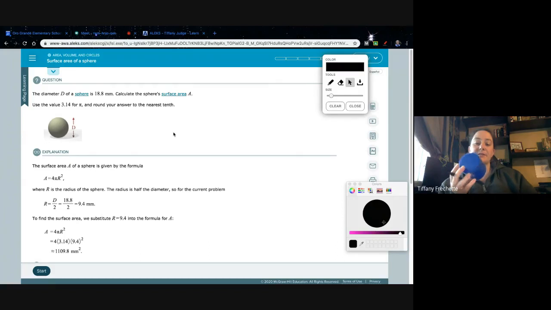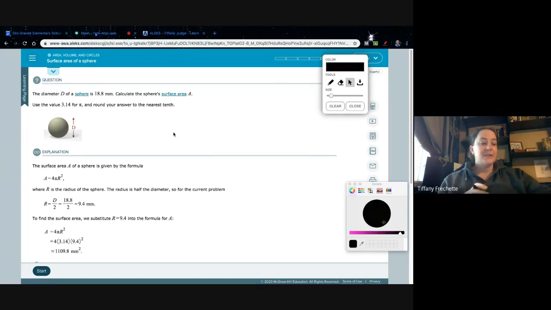So surface area of a cylinder means that I'd have to find the area of the top and the bottom, which is a circle, and then the area of this section here, which if we open this up, we can see if I peel it open, it's actually a rectangle. So it's really easy to find the area of a rectangle. And as long as we know the equations, it's not too terribly hard to find the area of a circle.